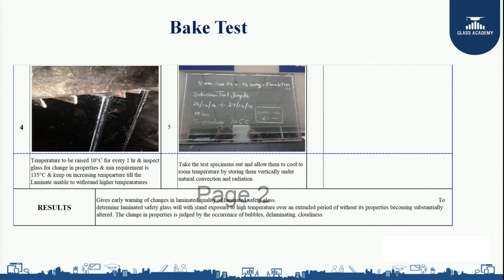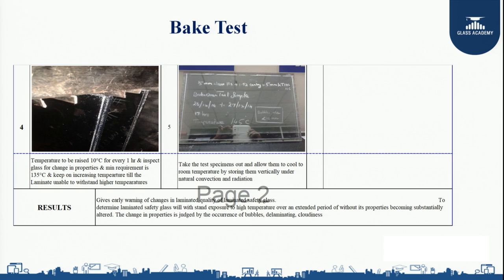The conclusion or result we can find in the bake test is that the bake test gives an early warning of changes in the laminated quality of safety glass. It determines the behavior of laminated safety glass with extended exposure to high temperature over an extended period of time, where its properties become substantially altered. The change in properties is judged by occurrence of bubbles, delamination and cloudiness.